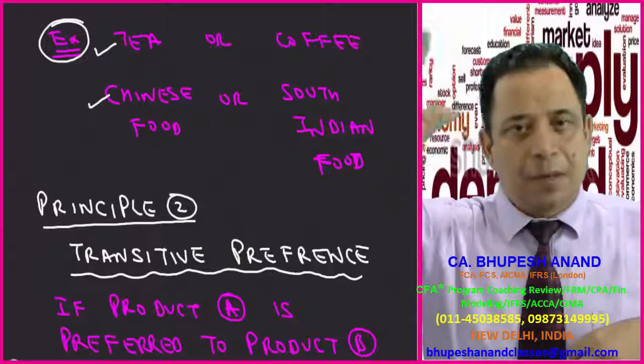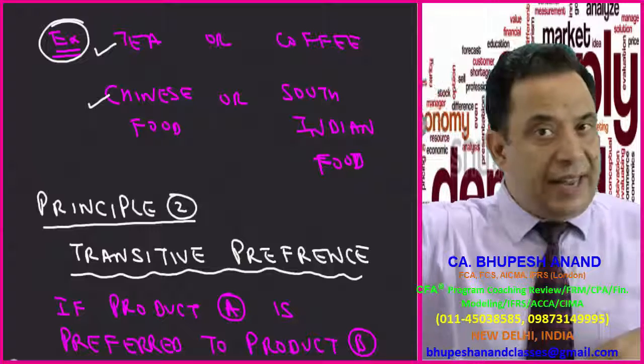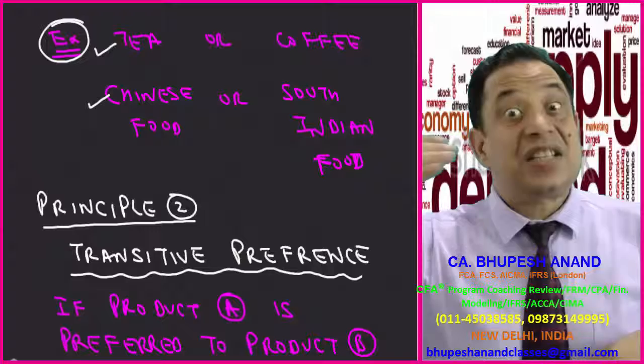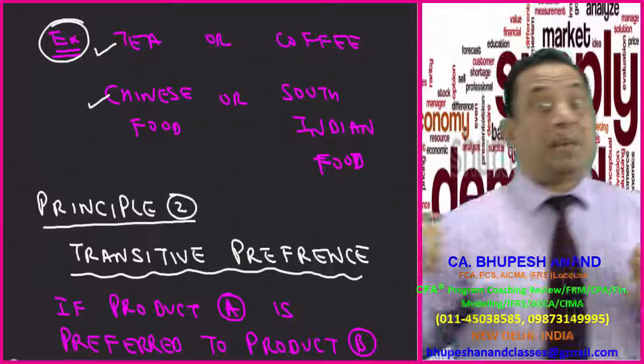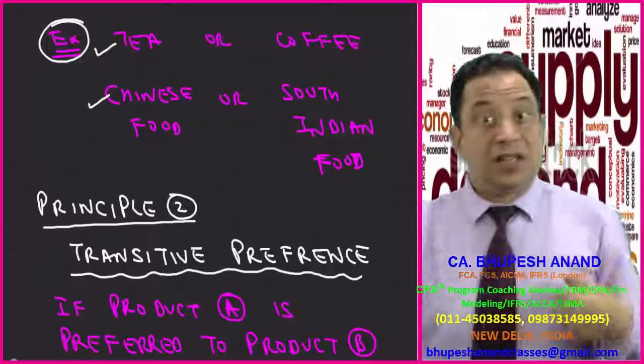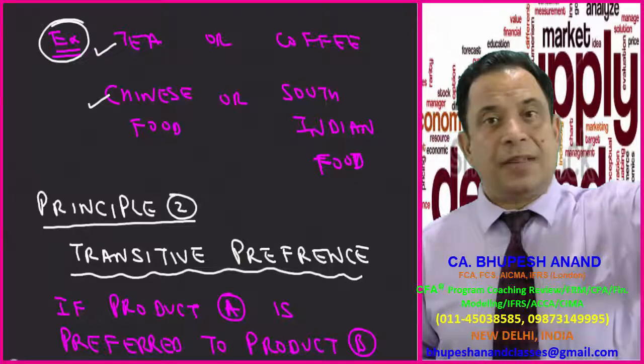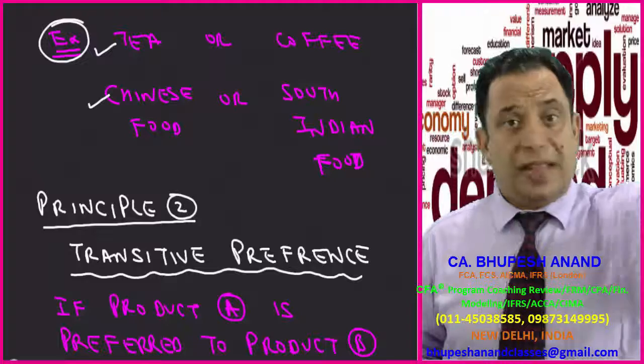Or I can say in simple words, if product A is being preferred as compared to B, this is the transitive principle. There are three principles in consumer choice theory. The first is complete preference. You are able to prefer the product which you want.